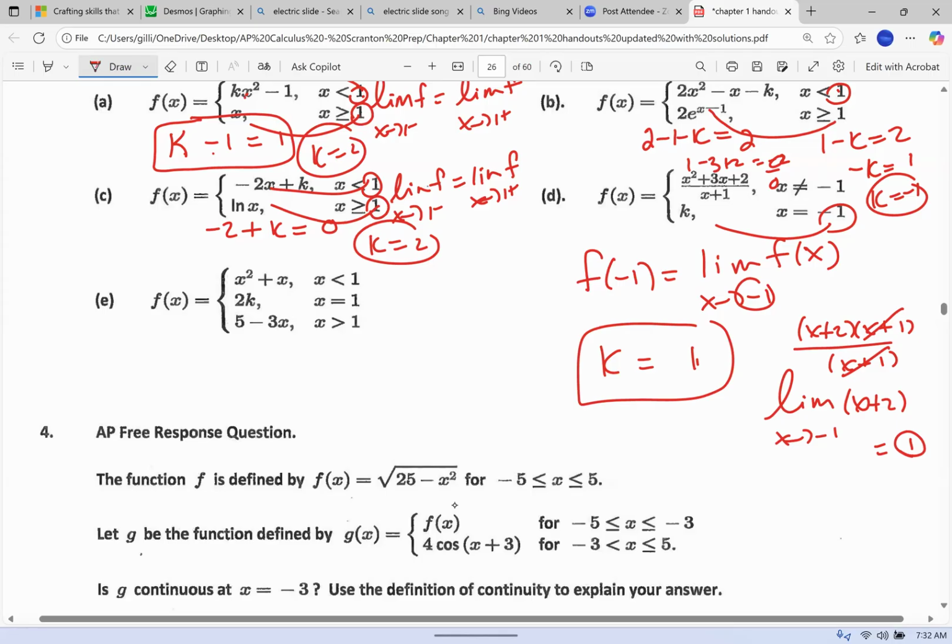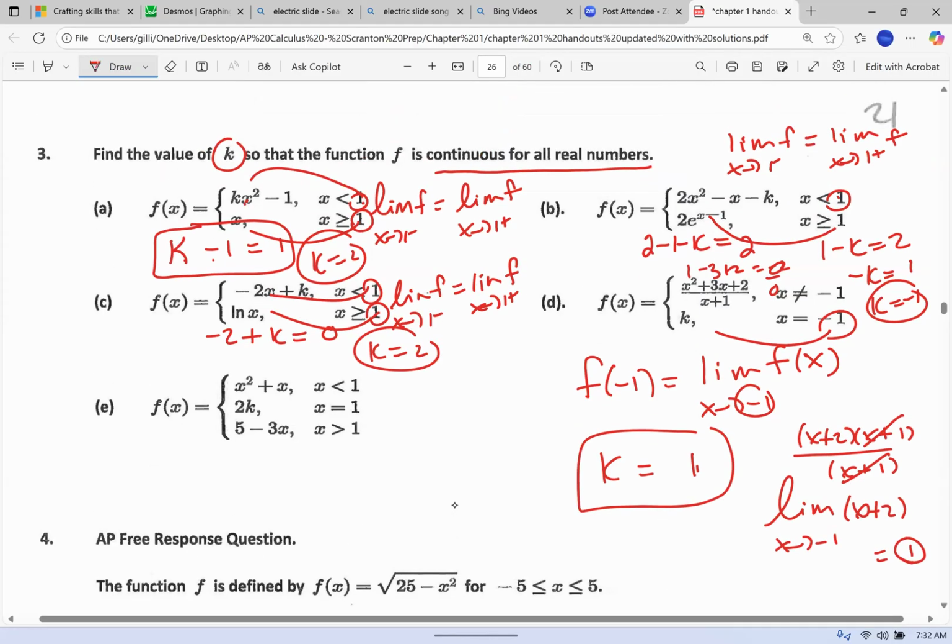This one sometimes gets, now you're like, well, why didn't you do that up here? Because the function value at 1 was the same as the limit value from the right. So I didn't need to do that.